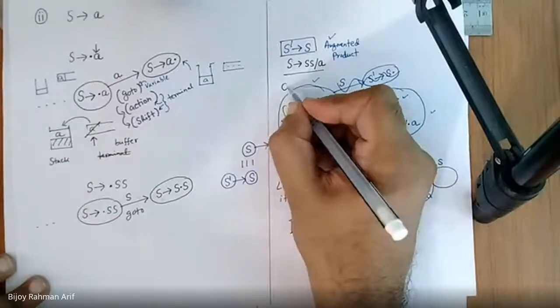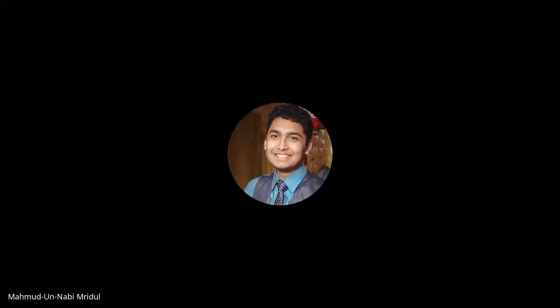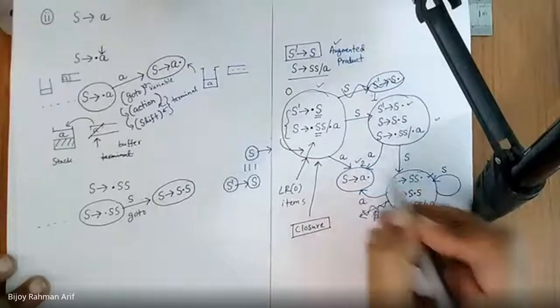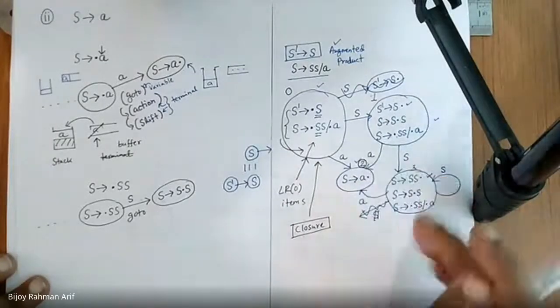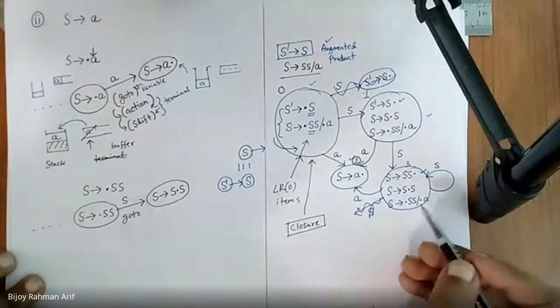Sir, I have a question. Yes, please. Just number this. It is better to number this: 0, 1, 1, 2, 3. And we are going to circle the final items like this. Wait, let me finish first.